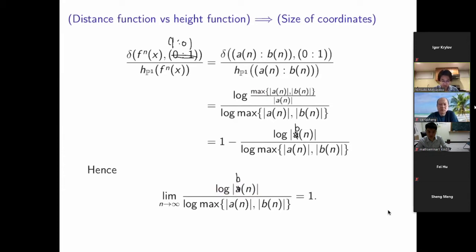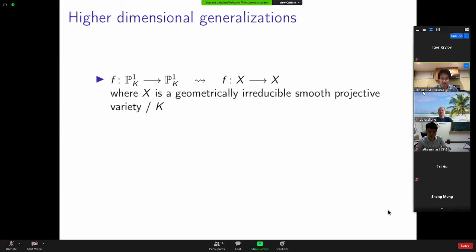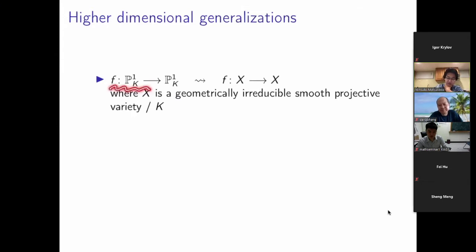So far this is a story of one-dimensional dynamics and very classical. So let me talk about higher dimensional generalizations. What is the higher dimensional generalization? What is possible? What kind of questions can we ask about this kind of phenomenon? We considered endomorphisms of P1, but in the higher dimensional case, we want to consider any kind of endomorphism on any kind of variety. But in this talk, we are going to assume that X is a geometrically irreducible smooth projective variety. We assume smoothness.